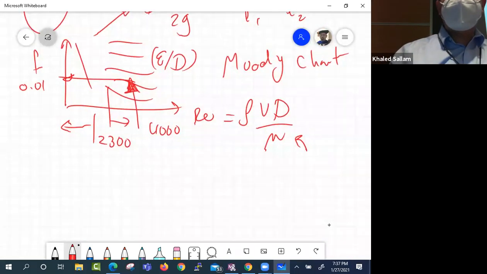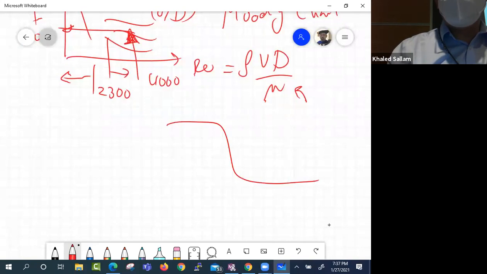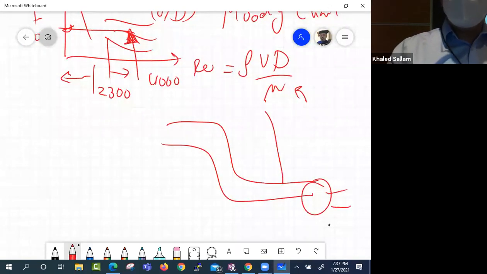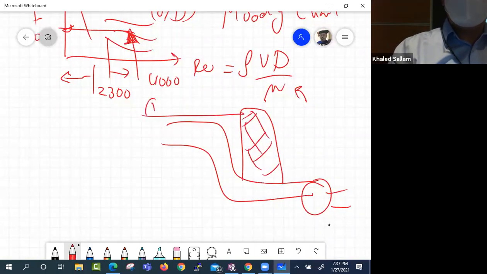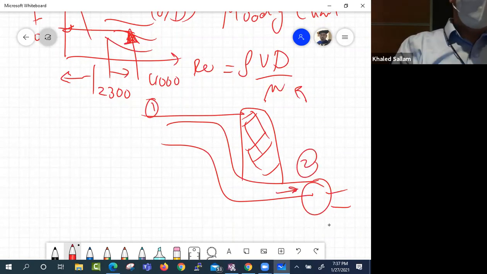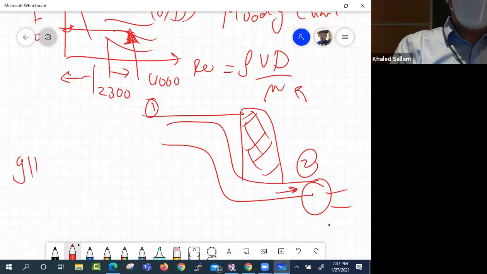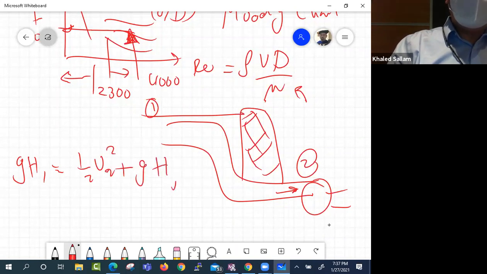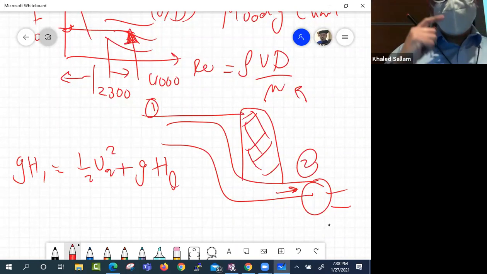And then you tell yourself, okay, so here is the turbine, and here is the big dam holding the water, and here is point 1, and here is point 2. You will end up telling yourself then g H1 is equal to half V2 squared plus g H loss. And that H loss is calculated from what we just said. Let's call it H loss so that we are not confused.